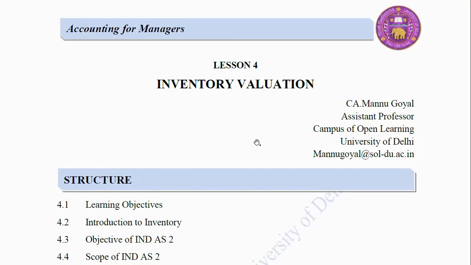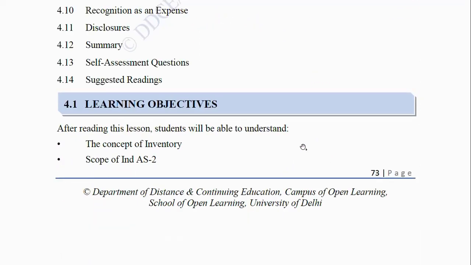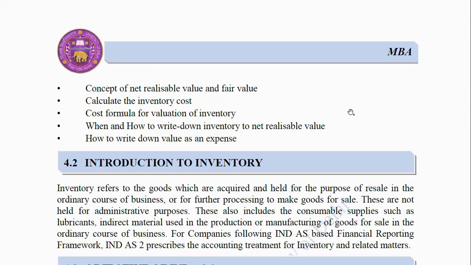Lesson 4, Inventory Valuation. 4.1, Learning Objectives. After reading this lesson, students will be able to understand the concept of inventory, scope of Ind AS 2, concept of net realizable value and fair value, calculate the inventory cost formula for valuation of inventory, when and how to write down inventory to net realizable value, how to write down value as an expense.